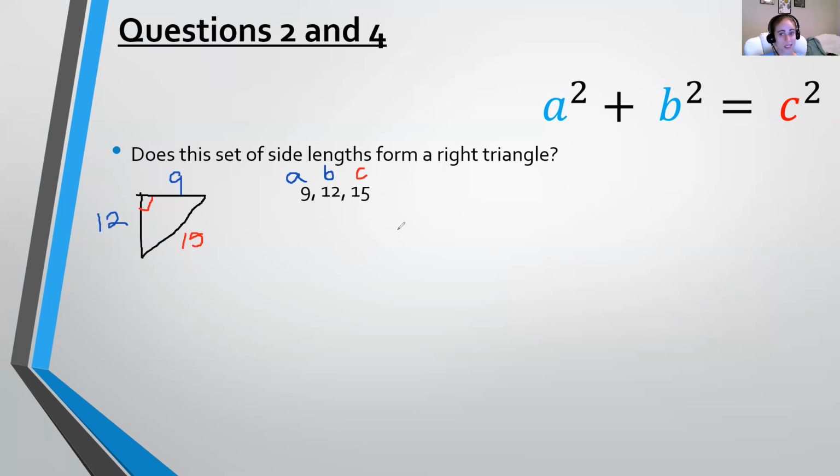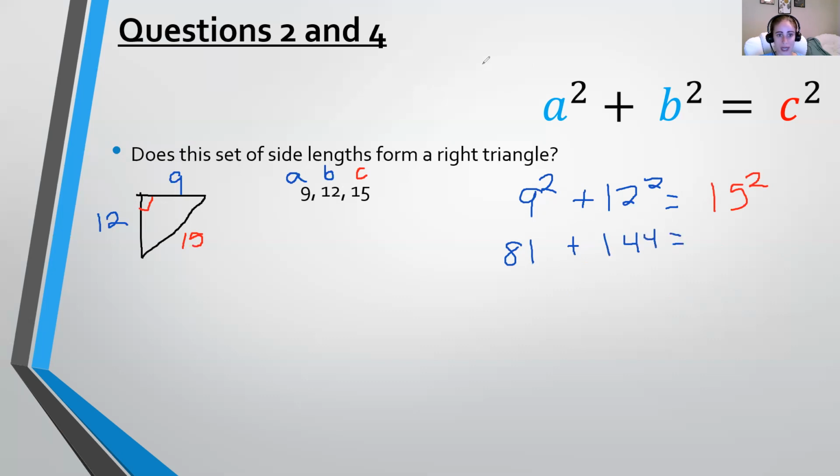All right, step 2, let's substitute away. A squared, 9 squared, plus B squared, 12 squared, equals C squared, 15 squared. Exponents, do what you can in your head. Use a calculator for what you can't. 9 squared, 9 times 9 is 81. 12 squared, 12 times 12 is 144.